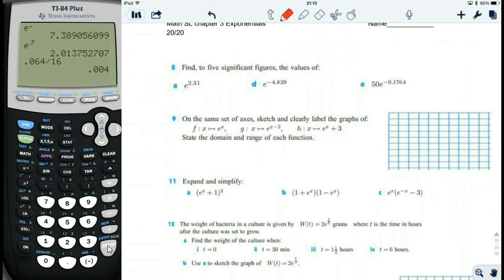Find to 5 significant figures the values of these. And I'm not going to do these because it's just putting in your calculator and typing it in. Get a little practice doing that. Very easy.